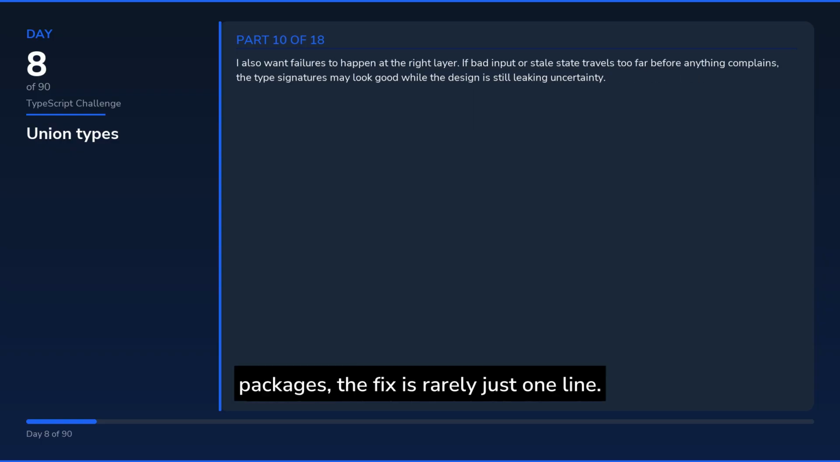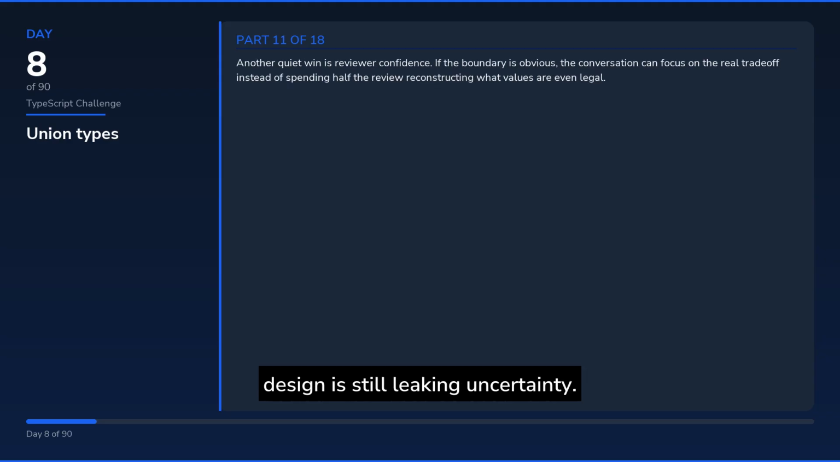I also want failures to happen at the right layer. If bad input or stale state travels too far before anything complains, the type signatures may look good while the design is still leaking uncertainty. Another quiet win is reviewer confidence. If the boundary is obvious, the conversation can focus on the real trade-off instead of spending half the review reconstructing what values are even legal.